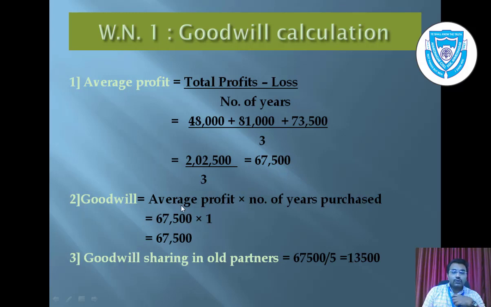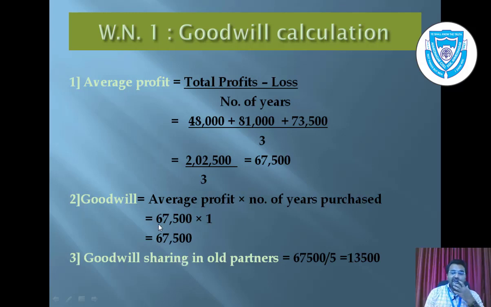Now the next step. You know that goodwill is equal to average profit multiplied by number of years purchase. Here the number of years purchase is not given, as I told you in the adjustment. This thing is missing here. So what you will do? You will multiply it by 1, because it is just the average of those profits. So 67,500 multiplied by 1 is 67,500.